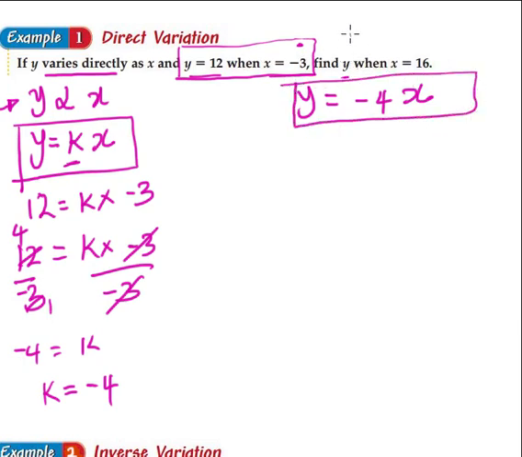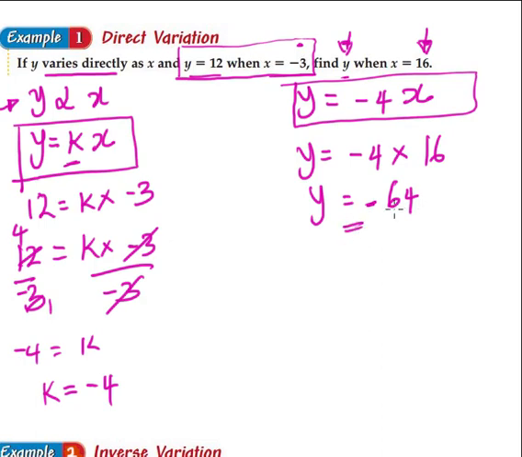This now says find y when x is equal to 16. So I'll just substitute 16 here. I'll have y is equal to -4 times 16. 16 times 4 will give us 64. This will be -64, and this is the value of y. That's all. This is how you work with direct variation.